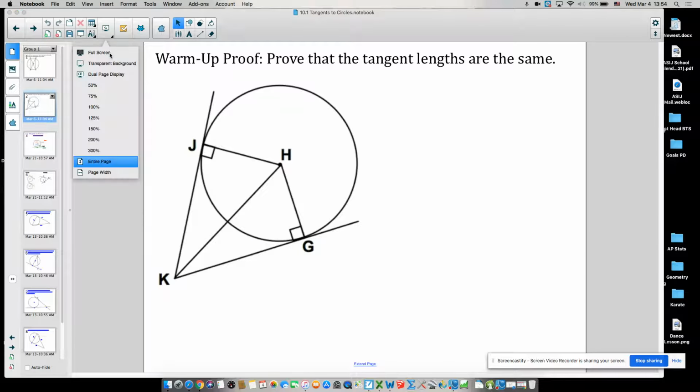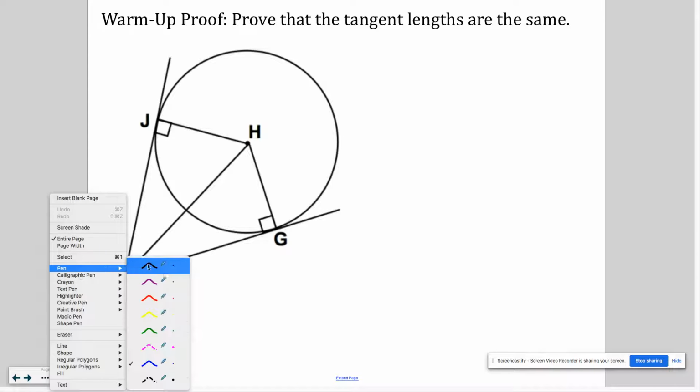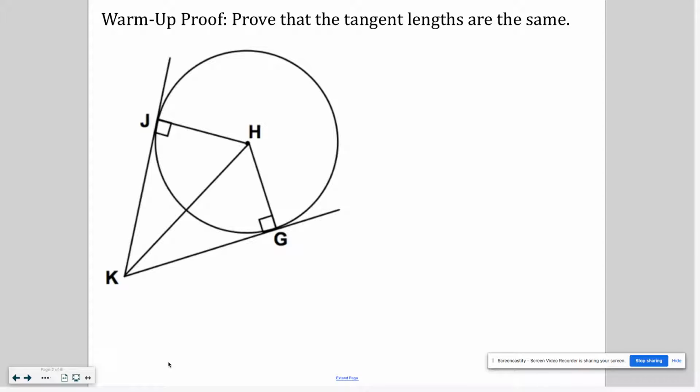Hello everyone. This is 10.1 warm-up proof number 2. The PDF of this can be found in the Google Drive, and I always encourage you to try it on your own first. But then if you want to check your answers or just are stuck and want to see how it works, then this is great for that.